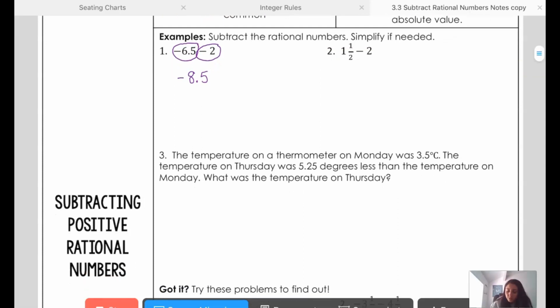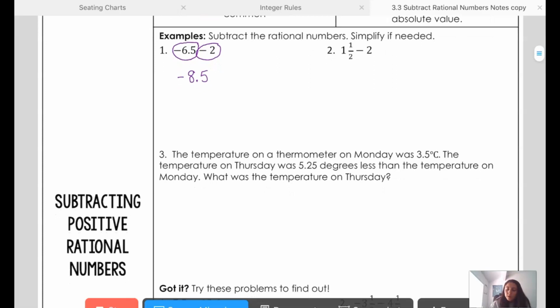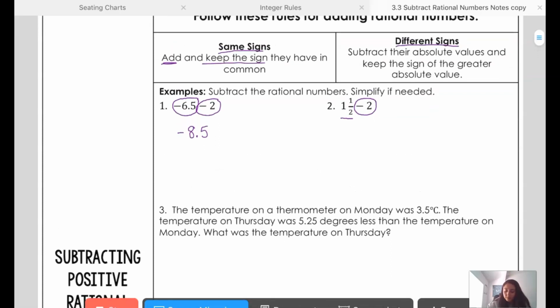Let's look at number 2. Number 2 says 1 1/2 minus 2. So we have a positive 1 1/2 and then a minus 2 or a negative 2. So on this one, our signs are different. So when our signs are different, we're going to subtract the numbers and keep the sign of the larger number. So we're going to do on the side 2 minus 1 1/2.